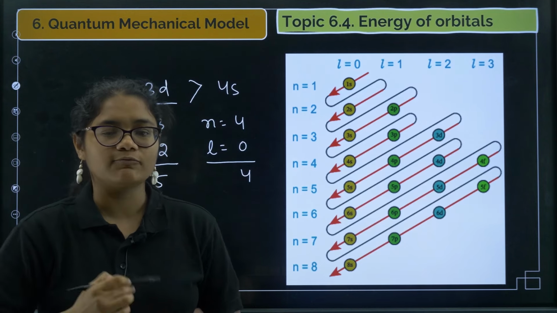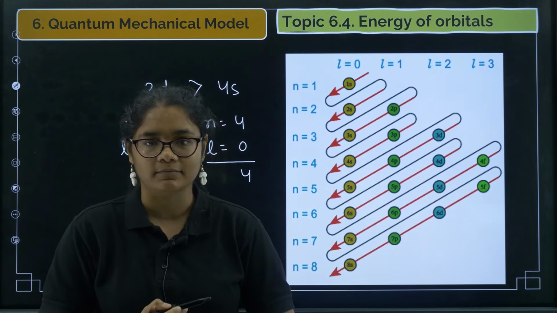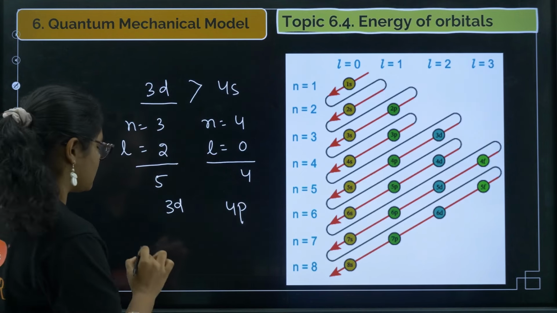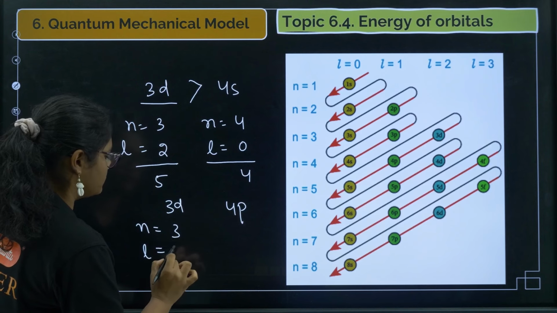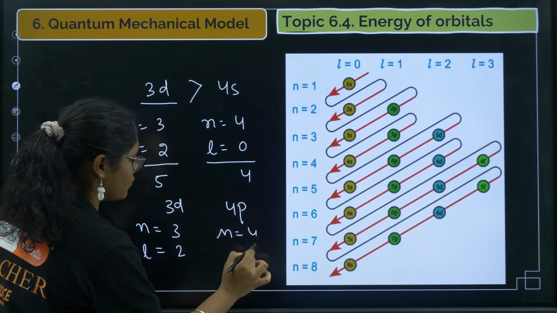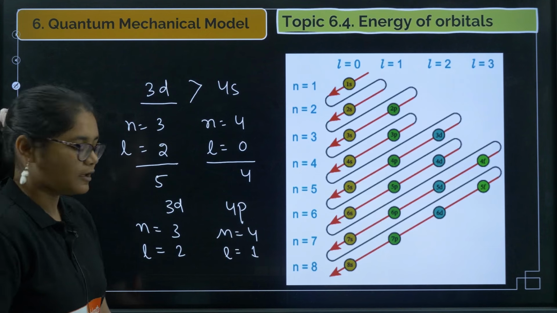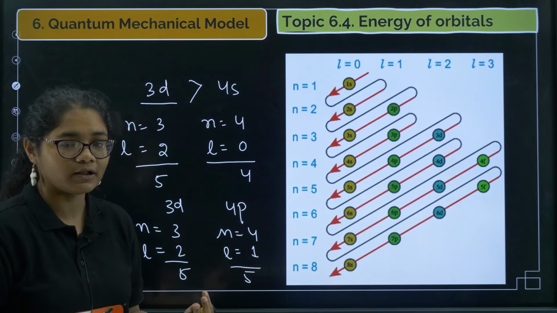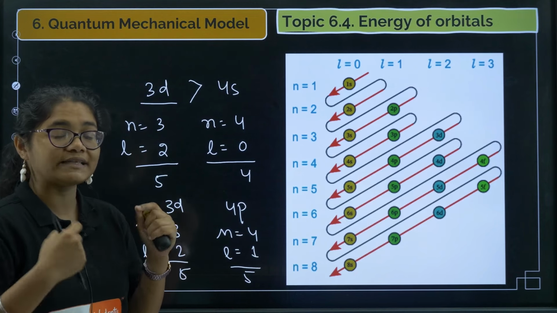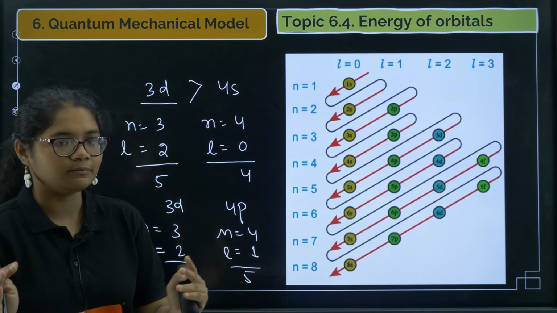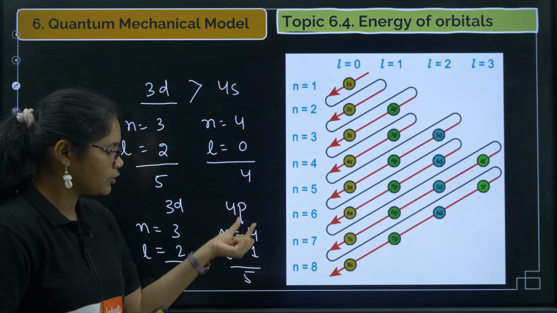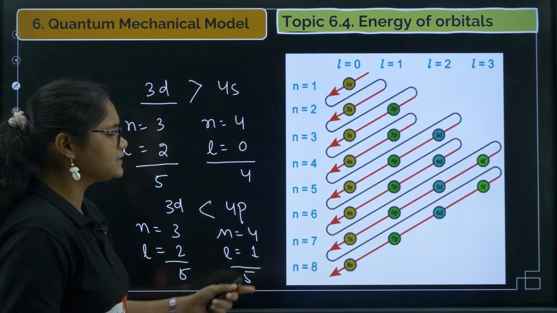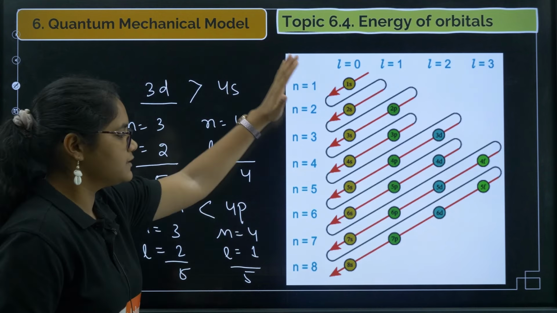Now a question may arise, ma'am, what if the n plus L values come out to be the same? For example, if you take 3d and 4p. For 3d, n is 3 and L is 2. For 4p, n is 4 and L is 1. If I add, this is also 5, this is also 5. In this case, how do we differentiate? In such cases, the one whose n value is greater has greater energy. Here the n of 4p is greater, so 4p will be higher. That is how you can calculate the energy of the orbitals.